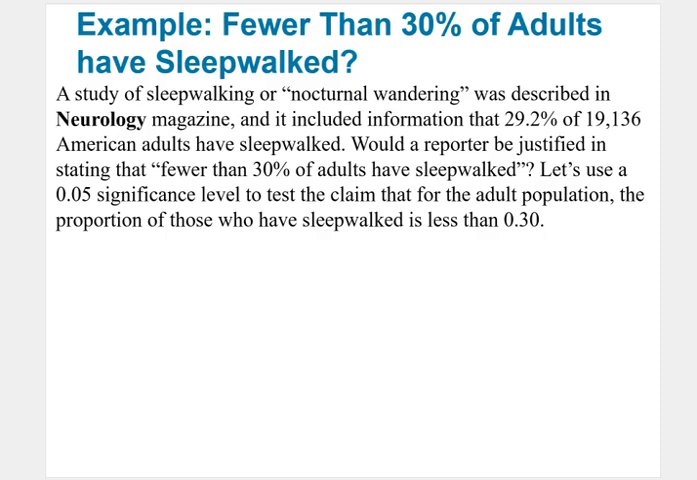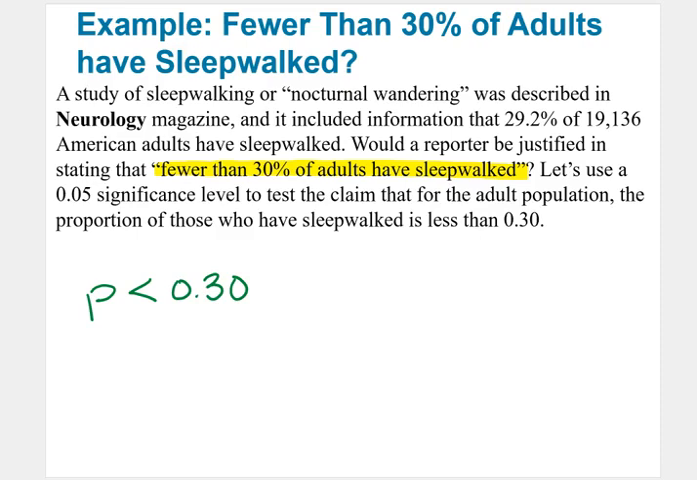Okay, step number 1, what's our original claim? And then put that in symbolic form. So in words, this is what they were claiming: fewer than 30% have sleepwalked. How do I write that symbolically? Okay, so that would be p is less than 0.30, right? Fewer than.